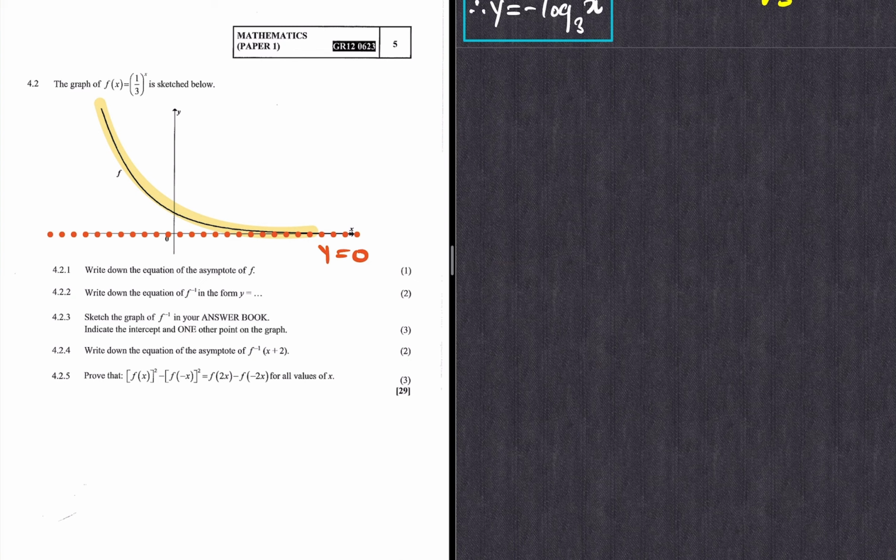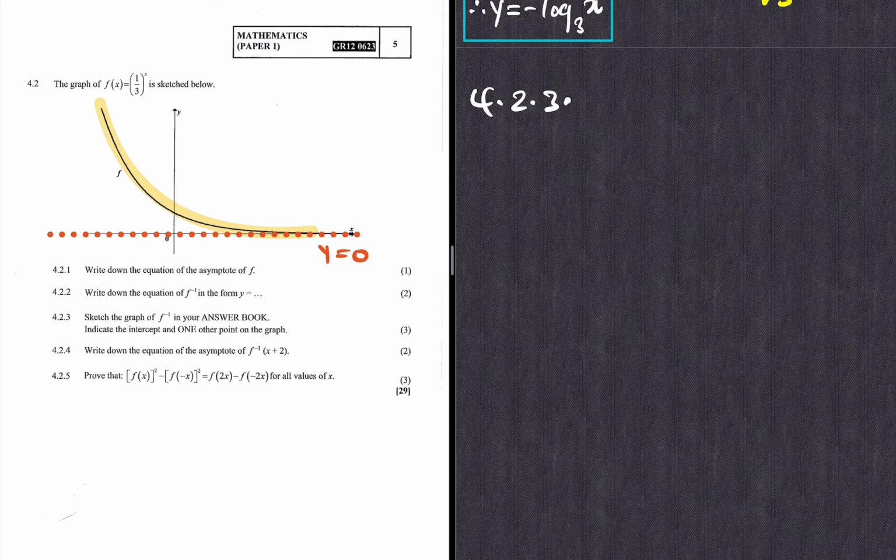Now let's go to the next question. That is 4.2.3. Sketch the graph of f inverse. In your answer book, indicate the y-intercept. Indicate the intercept and one other point on the graph.